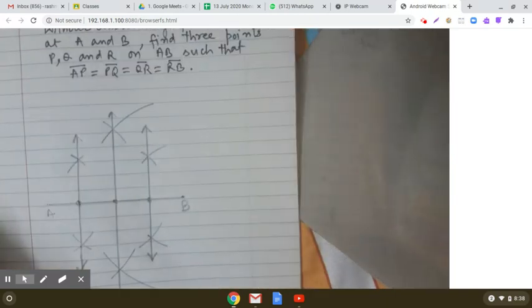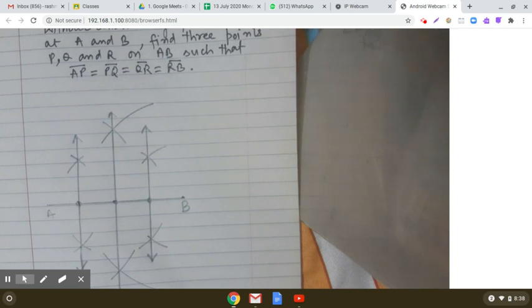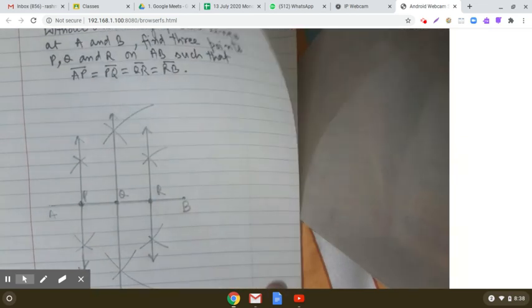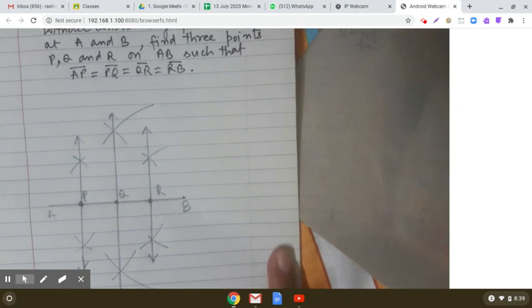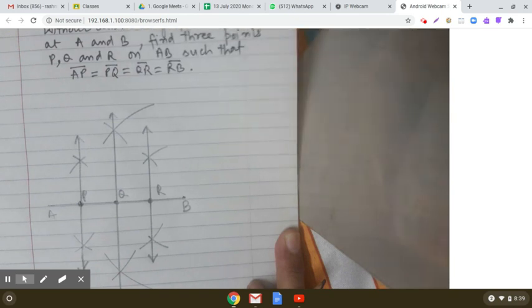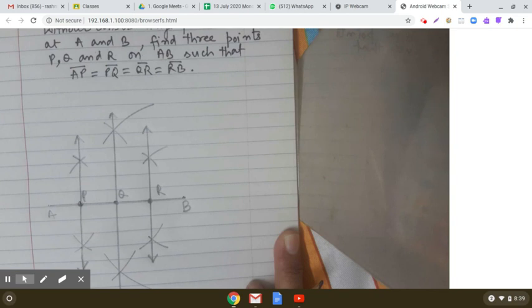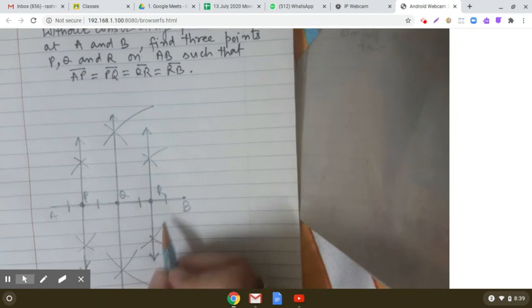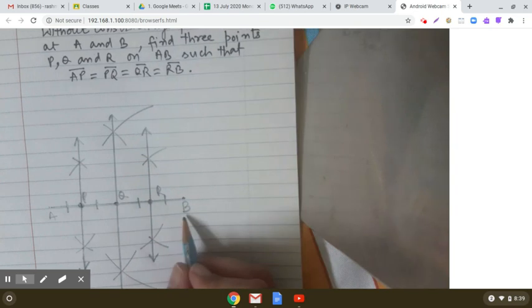Okay, now observe carefully on AB how many points we have. Yes, we have 3 points. Let us name them as P, Q and R. And what relationship do you see between these distances? Basically the line segments AP, PQ, QR and RB. Yes, they will be equal. So this is equal to this is equal to this, and you see that all the four parts are equal.